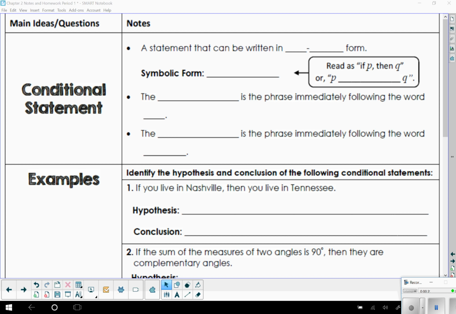And we're also going to discuss law of detachment and law of syllogism. All right, so let's get down to this.